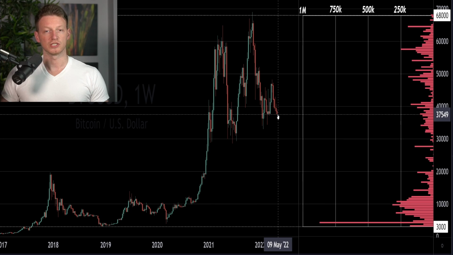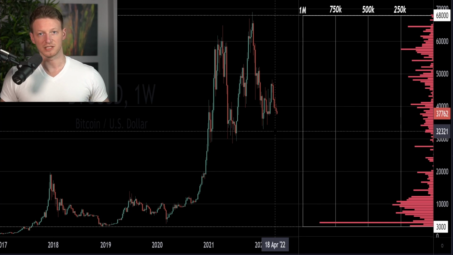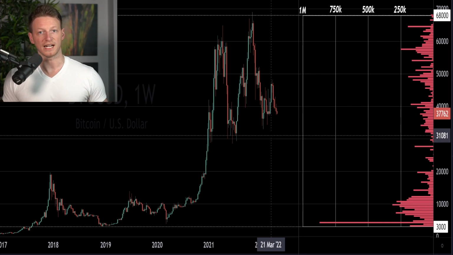Every market cycle is going to present its own unique set of challenges and opportunities. And it's our responsibility as investors to understand what those are, what they could potentially be, and how we will react to them if they come to fruition.